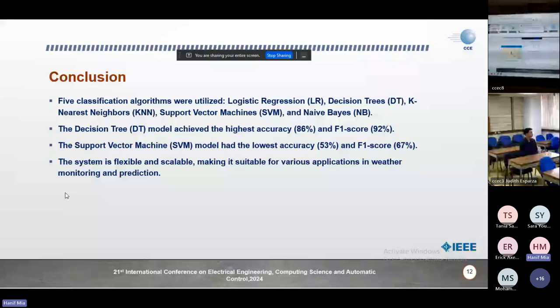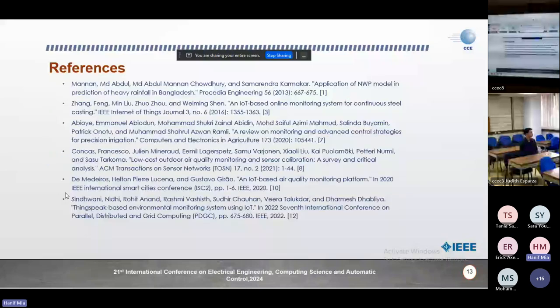Here are the references for this presentation. I reviewed most of the papers to make this presentation, along with our research paper. If you have any questions, please let me know.